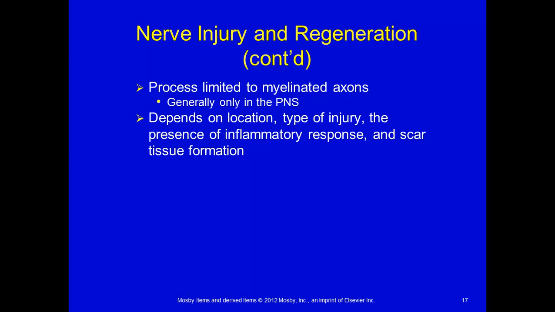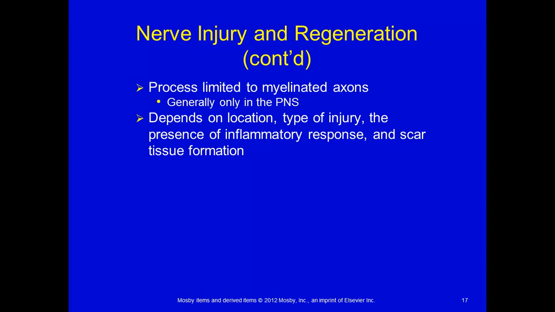Also, interestingly, the closer to the cell body of the nerve that this injury has occurred, the worse the prognosis in terms of its ability to regenerate. So the closer down here to the effector muscle that this axon's been severed, the better chance of axonal regrowth than if it got severed way up here by the soma. So yes, the process is limited to myelinated axons, so generally only in the peripheral nervous system. It depends on location, type of injury, the presence of inflammatory response, and scar tissue formation in that area.